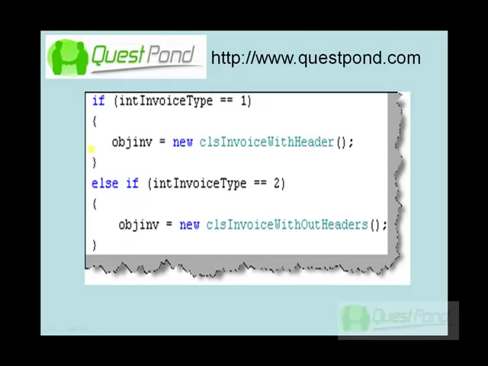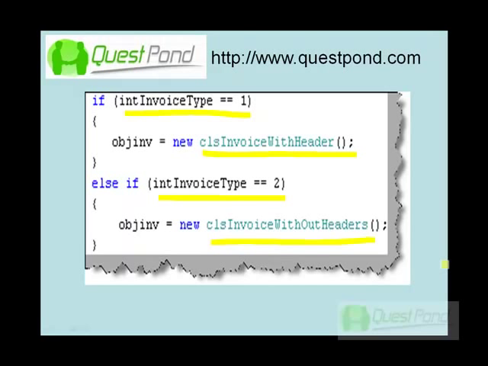So let's understand why exactly we would need the factory pattern. You can see the above code in your video, where there's a client. The client takes in an invoice type. If the invoice type is 1, it will create a CLS invoice with header. This is a class which it will create and give to the client. And if the invoice type is 2, it will create a CLS invoice without headers.